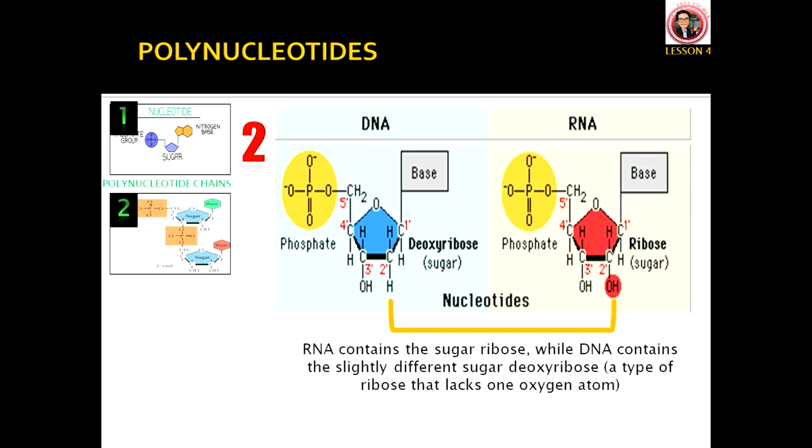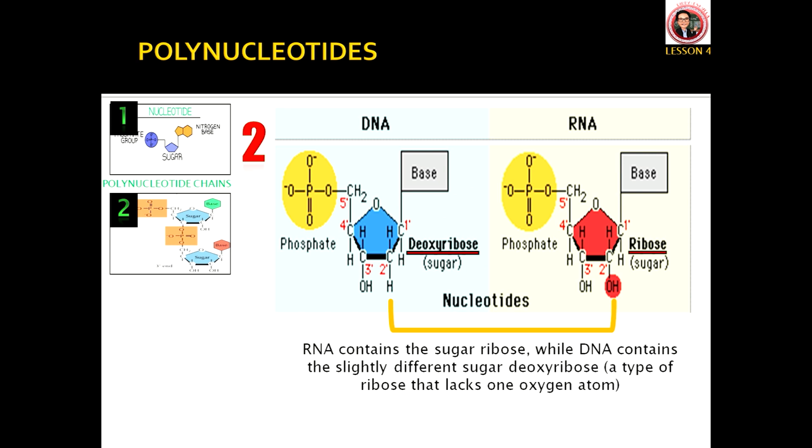Second, the types of sugar present. The pentose sugar in DNA is called deoxyribose, and in RNA, the sugar is ribose. The difference between the sugars is the presence of the hydroxyl group on the second carbon of the ribose and its absence on the second carbon of the deoxyribose.